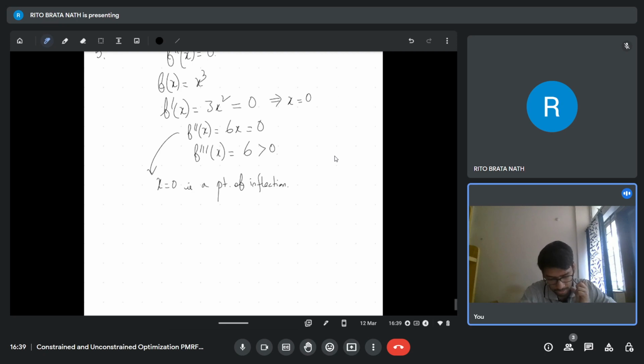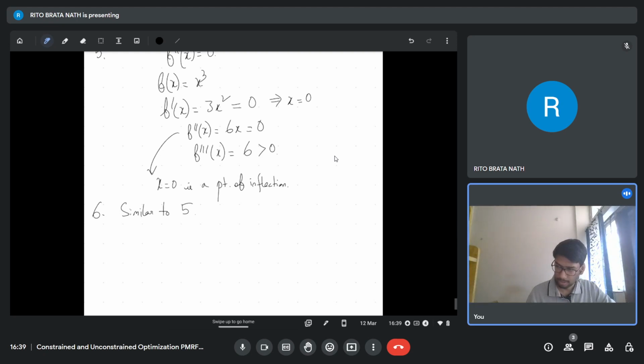The sixth one is again similar. You have to find the points of inflection, so that's similar to 5. Then you have the seventh problem, which is about solving by graphical method. I won't be going into the details of this in today's class. In the next one, I'll discuss this. You can always do it graphically and solve it, since it's a direct question kind of a thing.